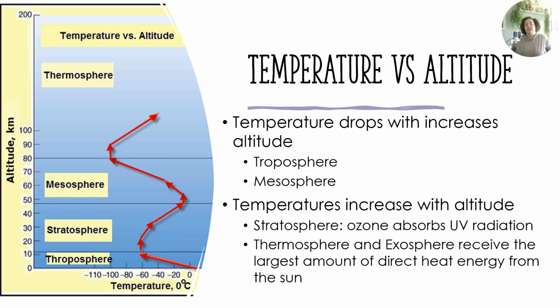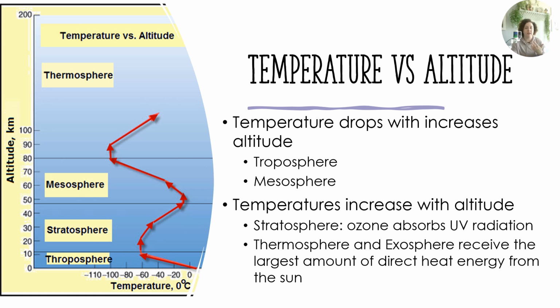Now, temperature is a little bit different because the different layers do different things, which can either increase or decrease their temperature. In the troposphere and the mesosphere, as you increase in altitude, you decrease in temperature. Remember, the troposphere is where we live. The mesosphere is up above the stratosphere. But the stratosphere, the thermosphere and the exosphere have increases in temperature as you increase in altitude, and this is because of the jobs that they're doing.